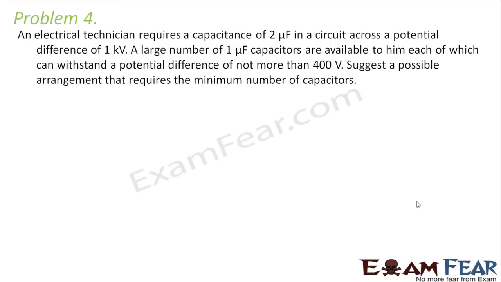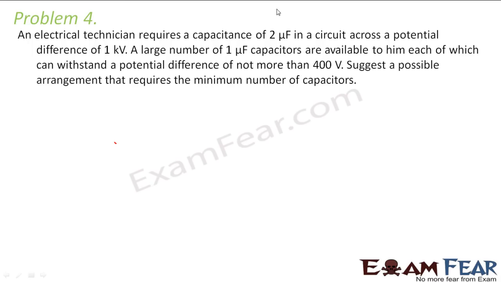A large number of 1 microfarad capacitors are available to him, each of which can withstand a potential difference of not more than 400 volts. Suggest a possible arrangement that requires the minimum number of capacitors. That means he is maybe designing some circuit. For that he needs a capacitor of capacitance 2 microfarads across a potential difference of 1 kilovolt.